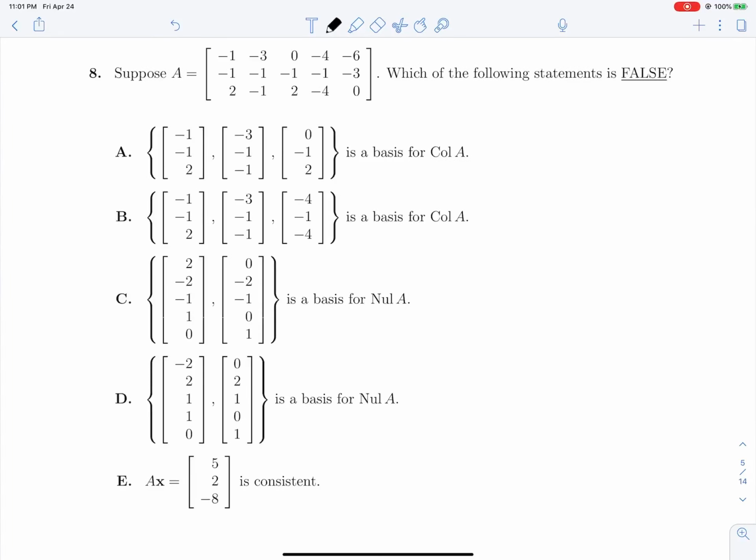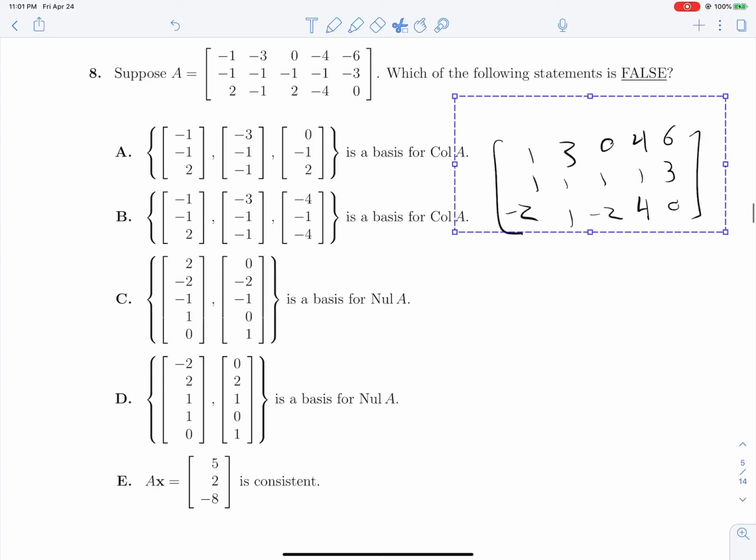Question number 8. We have A here. Which of the following statements is false? This question is an enormous pain, mainly because it's just a lot of computation, but also because it kind of messes with your head and makes you question everything that you learned in this course. So we have -1, -1, 2, and I'm flipping all the signs on this right off the bat, because I'm not writing all these negative signs. 3, 1, 1, 0, 1, -2, 4, 1, 4, 6, 3, 0.